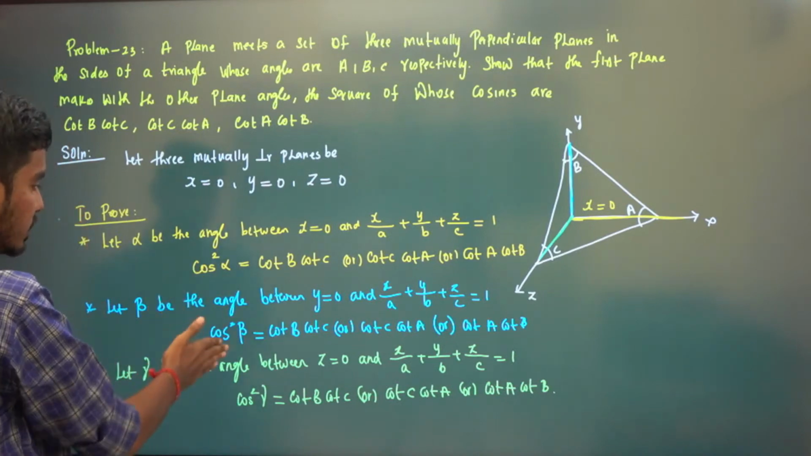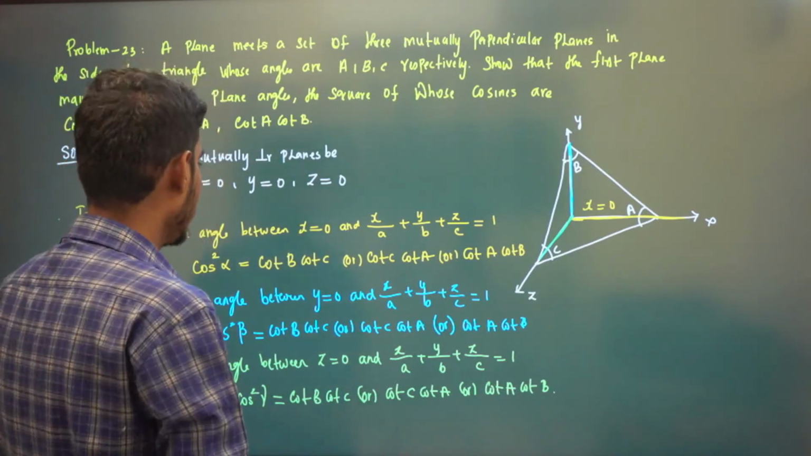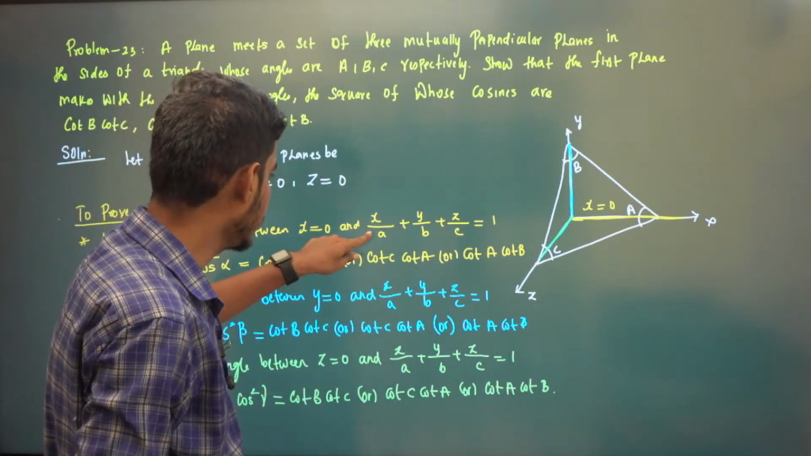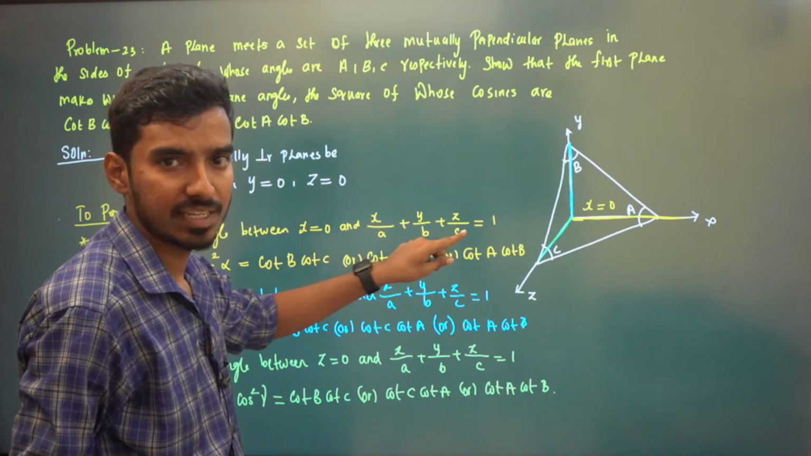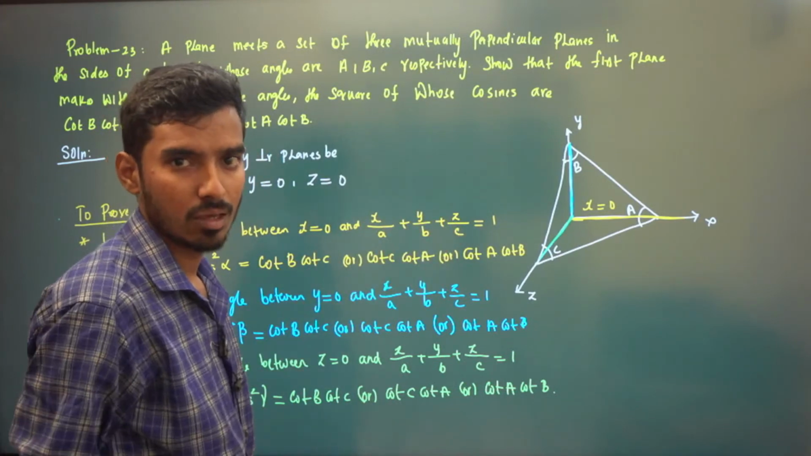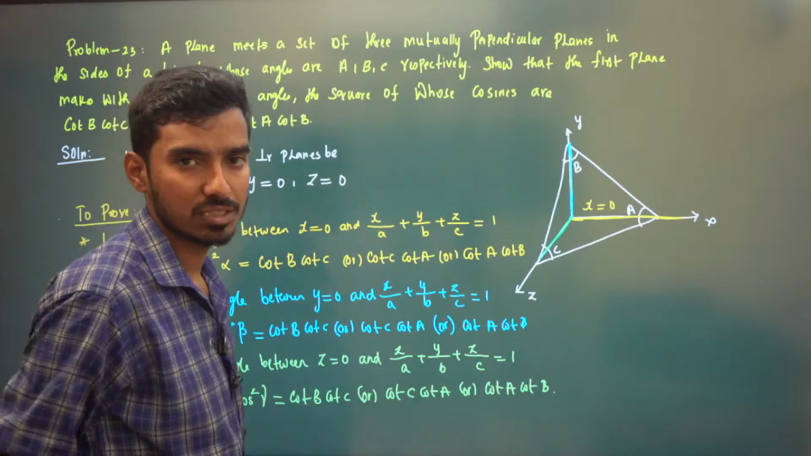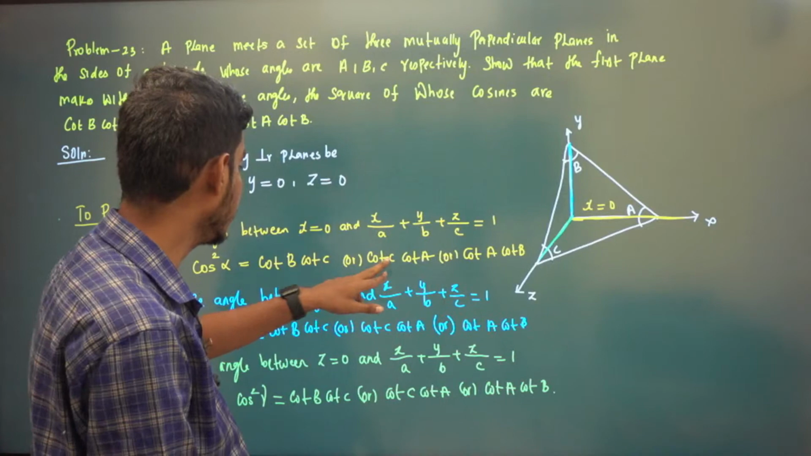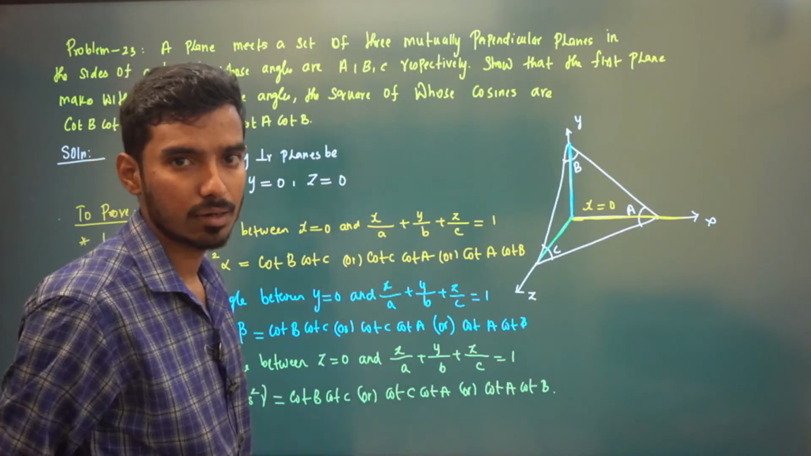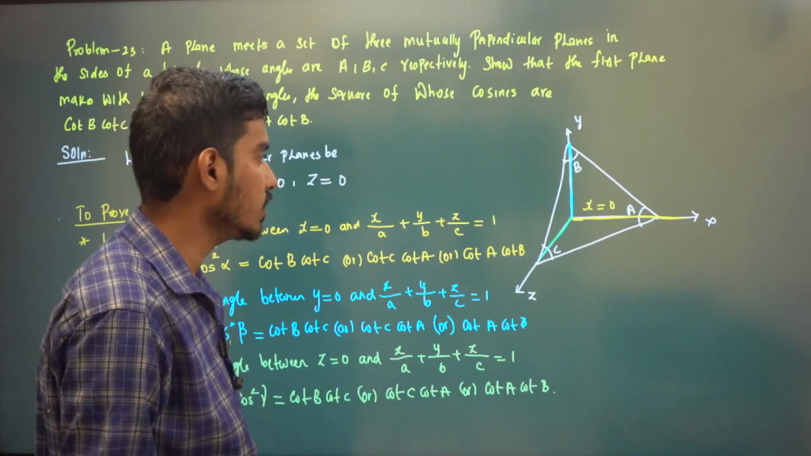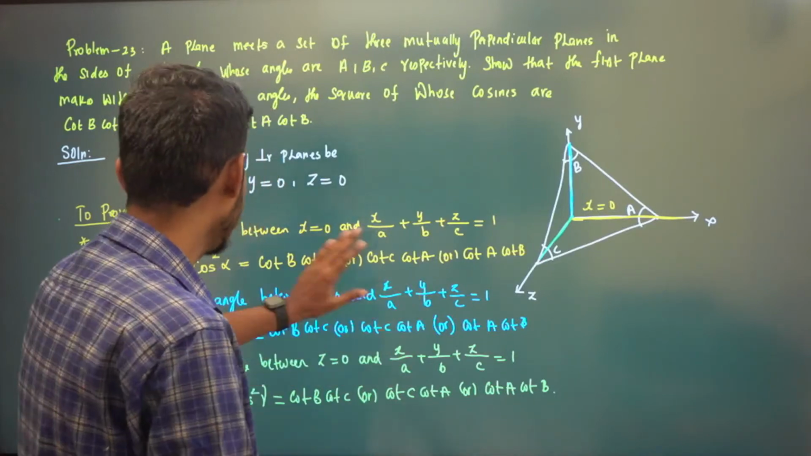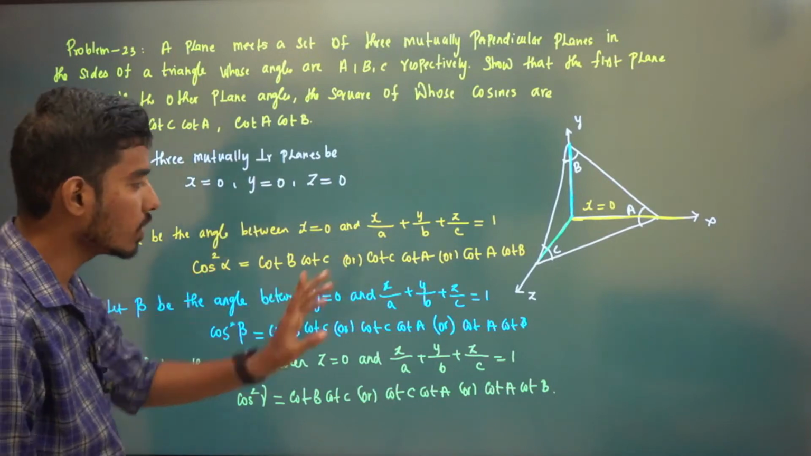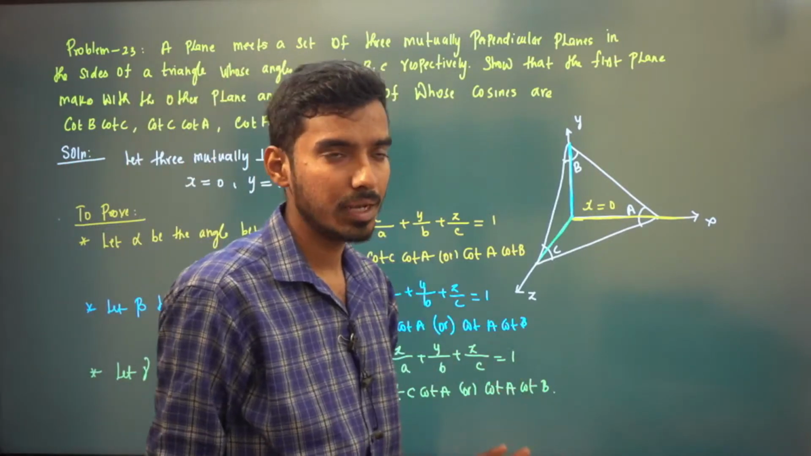See, you can easily find cos alpha, cos beta, cos gamma because we know the direction ratio of this plane, which is 1, 0, 0, and the direction ratio of this is 1 by a, 1 by b, 1 by c. Cos alpha is a1 a2 plus b1 b2 plus c1 c2. But how to find this cot A, cot B, cot C? That is what the trick is, right? First we will find cot A, cot B, cot C. After that we will find cos square alpha and show that it is equal to one of these.